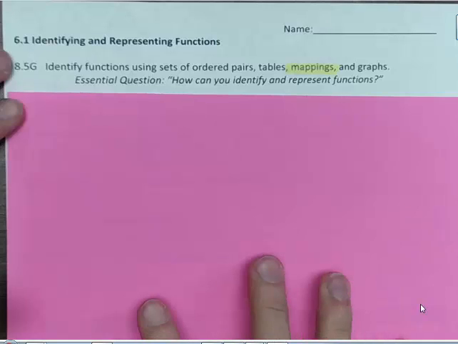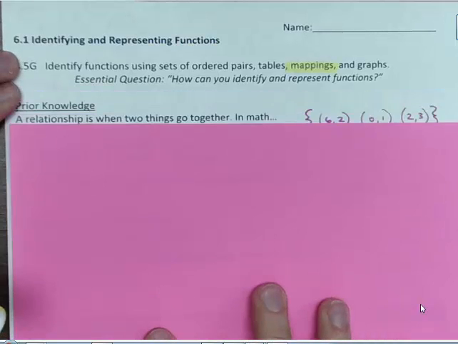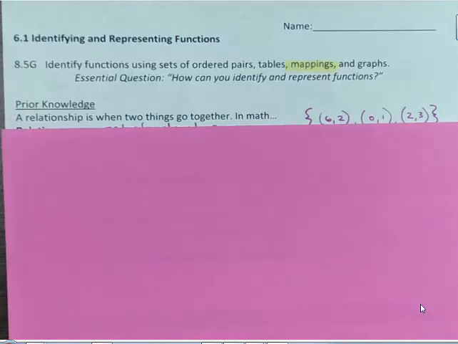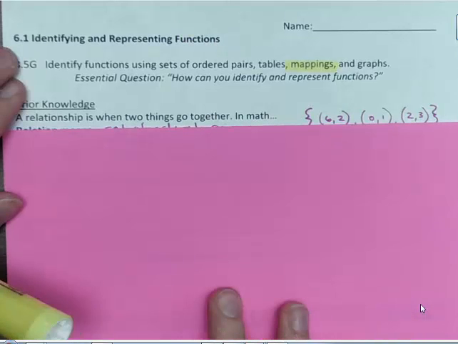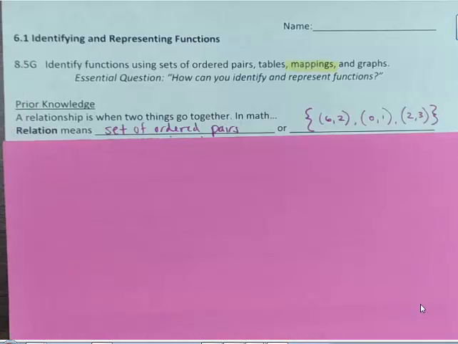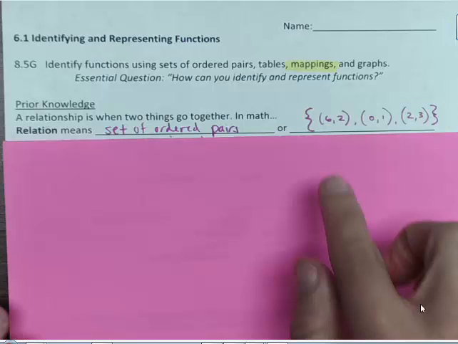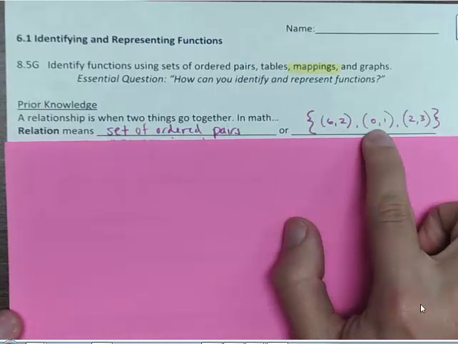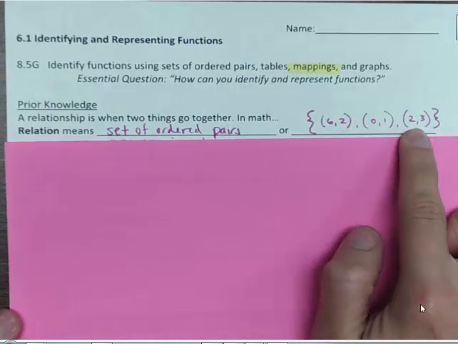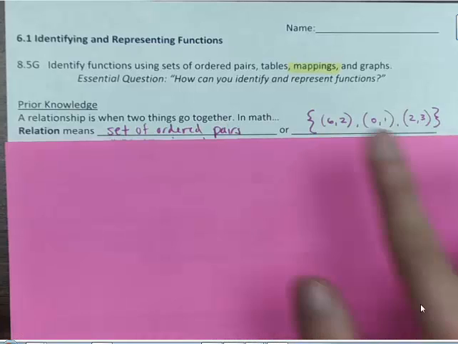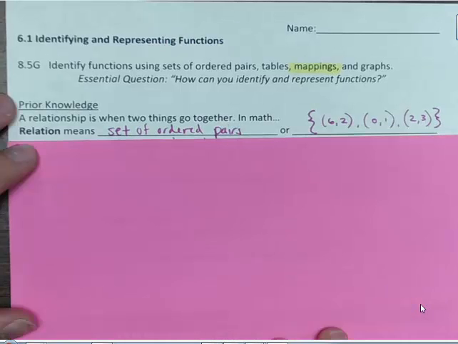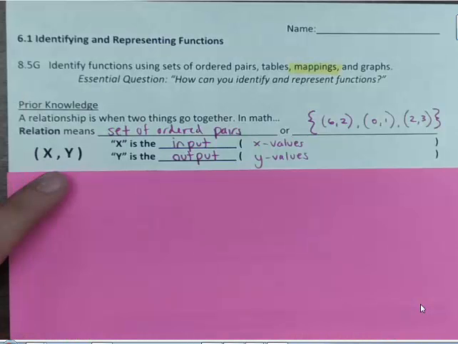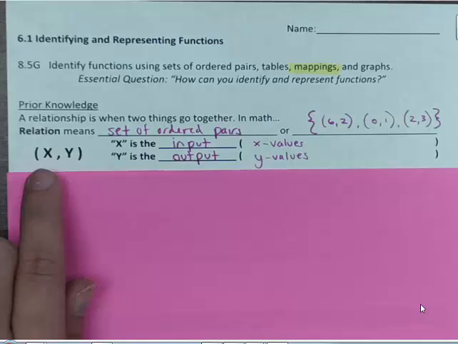So what we know from our prior knowledge is that a relationship is when two things go together. Okay, in math, a relation means a set of ordered pairs. The x and the y go together. For instance, we have (6, 2), (0, 1), (2, 3). Notice that I put them in braces because that's going to represent our function. An ordered pair, remember, is (x, y) in parentheses. We have our x value and then we have our y value.